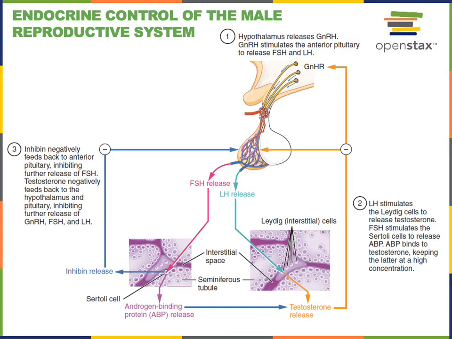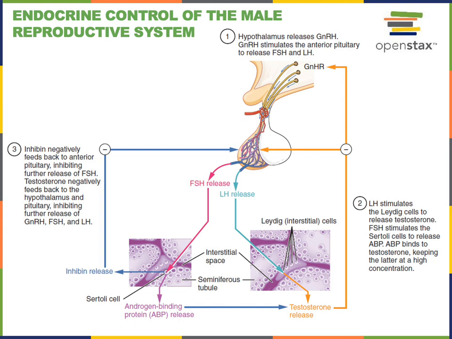The process of spermatogenesis is regulated by the endocrine system. The hypothalamus produces a releasing hormone known as gonadotropin releasing hormone, or GnRH. So GnRH is released from the hypothalamus into the hypophyseal portal, and it travels in the blood into the anterior pituitary, where it will then stimulate the cells in the anterior pituitary to release FSH and LH, follicle stimulating hormone and luteinizing hormone.